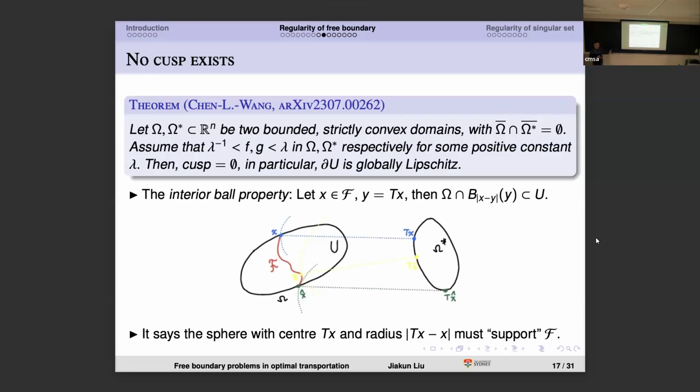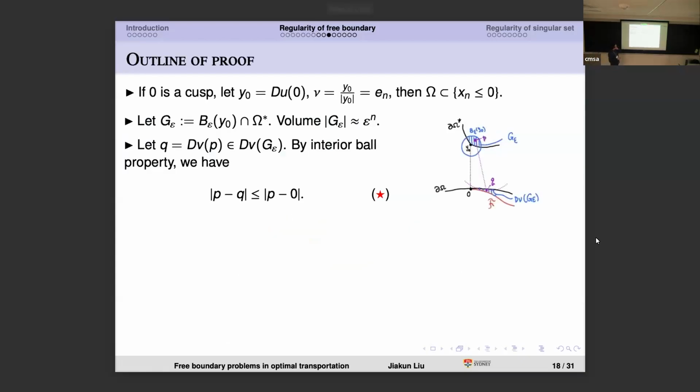The calculation, the proof is very elementary, I would say. Okay, let me show you the proof. The proof is by contradiction. Let's assume we have a cusp. We assume we have a cusp on the free boundary, at the intersection point between the free boundary and the fixed boundary. Then, by changing coordinates, we assume the picture looks like this one.